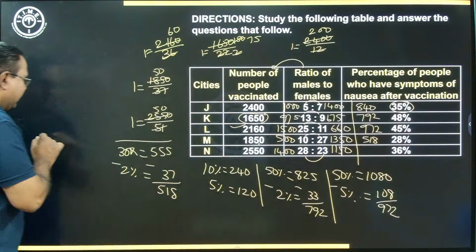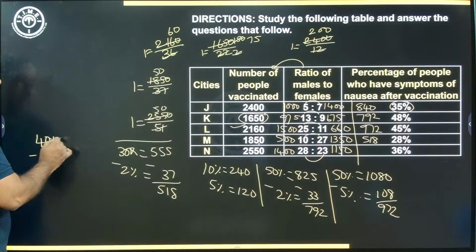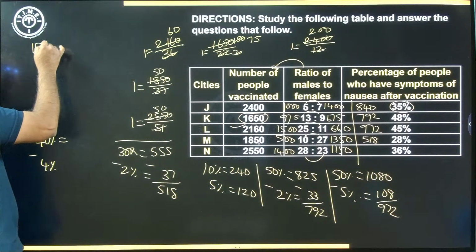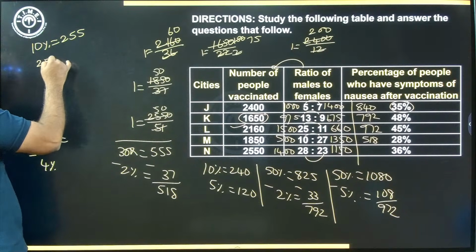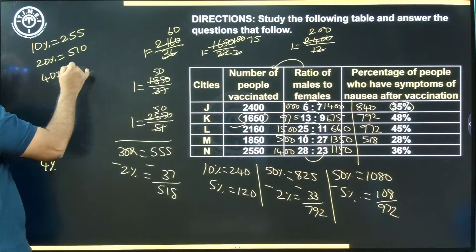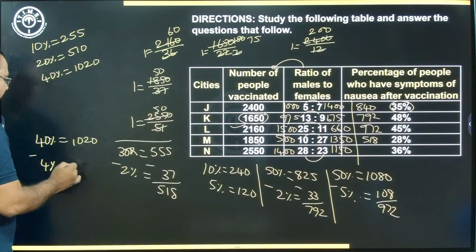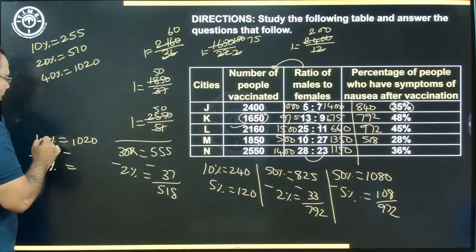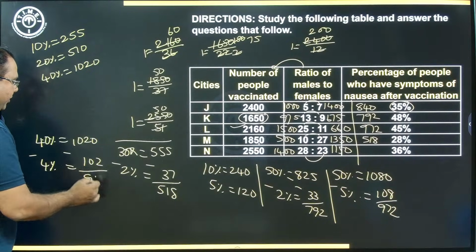36%. 36% would be 40% minus 4%. How much is 10%? 255. Double this, 20%, 510. 40% again double this, 1020. Minus 4%. 4% will be, put a point here, 102. It is 918.